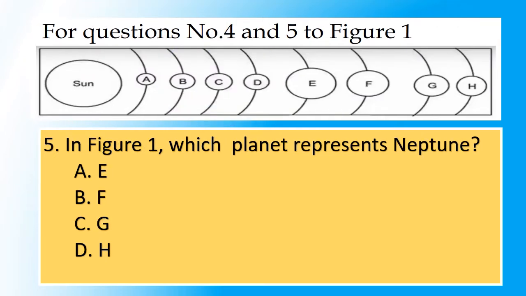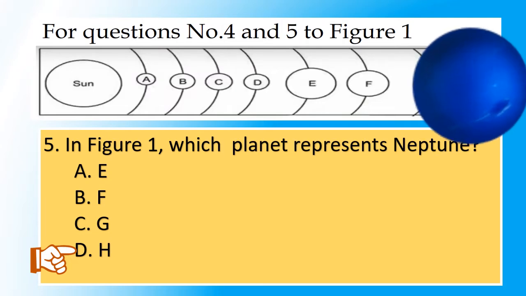Number 5, in figure 1, which planet represents Neptune? Is it A, letter E, B, letter F, C, letter G, or D, letter H? And the answer is letter D, because letter H is the 8th planet from the Sun that represents Neptune.